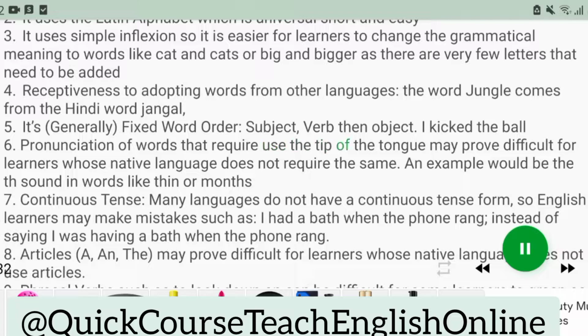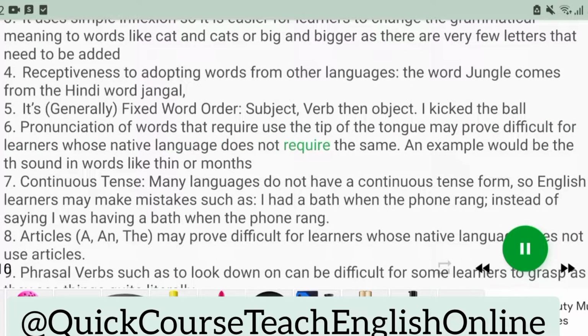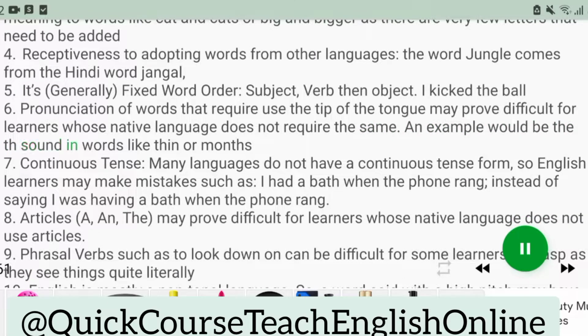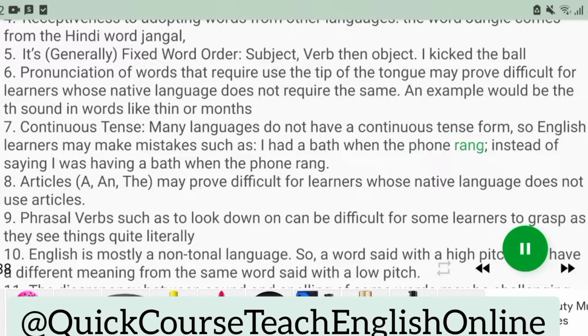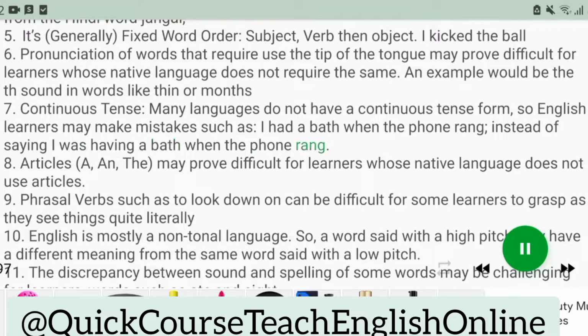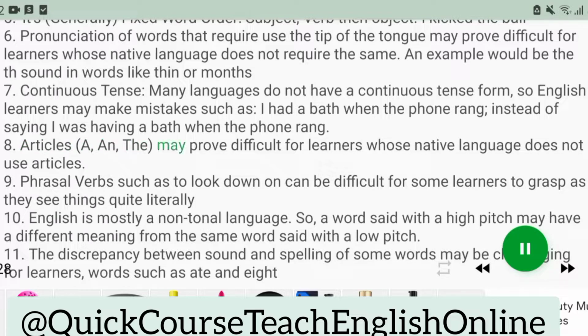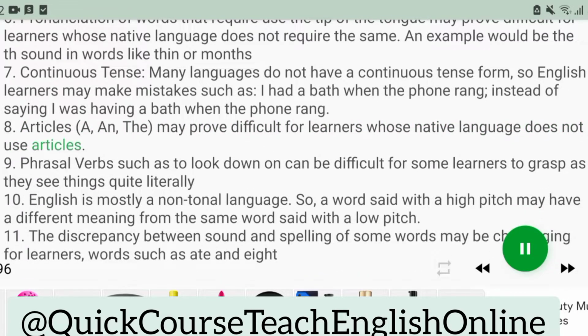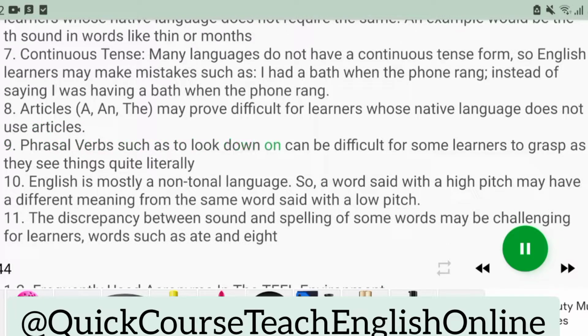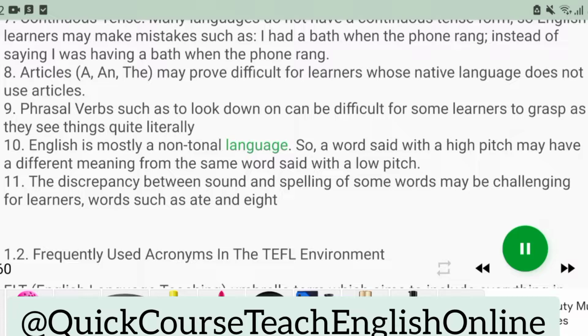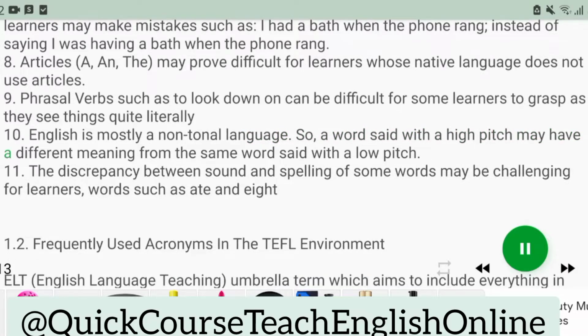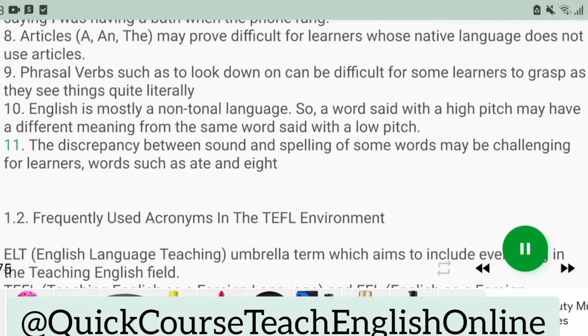6. Pronunciation of words that require use of the tip of the tongue may prove difficult for learners whose native language does not require the same. An example would be the th sound in words like thin or months. 7. Continuous tense. Many languages do not have a continuous tense form, so English learners may make mistakes such as, I had a bath when the phone rang, instead of saying I was having a bath when the phone rang. 8. Articles a, an, the may prove difficult for learners whose native language does not use articles. 9. Phrasal verbs such as to look down on can be difficult for some learners to grasp as they see things quite literally. 10. English is mostly a non-tonal language, so a word said with a high pitch may have a different meaning from the same word said with a low pitch. 11. The discrepancy between sound and spelling of some words may be challenging for learners, words such as ate and eight.